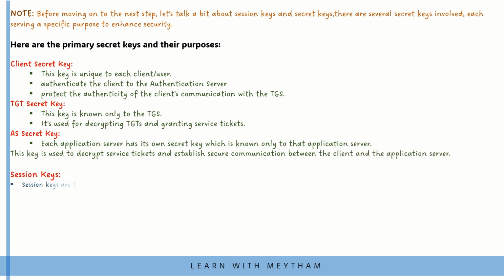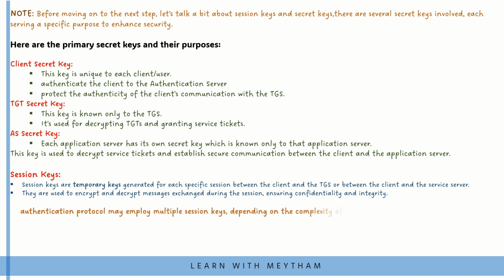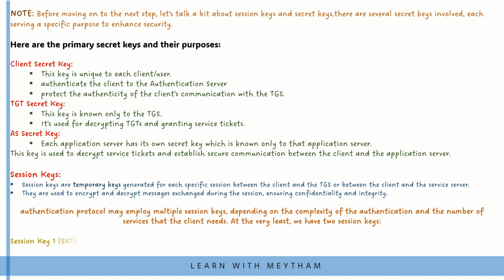Session keys. Session keys are temporary keys generated for each specific session between the client and the TGS or between the client and the service server. They are used to encrypt and decrypt messages exchanged during the session, ensuring confidentiality and integrity. An authentication protocol may employ multiple session keys, depending on the complexity of the authentication and the number of services that the client needs. At the very least, we have two session keys.